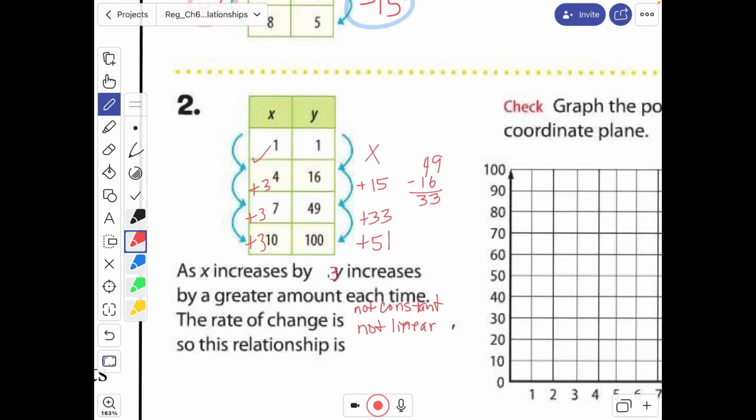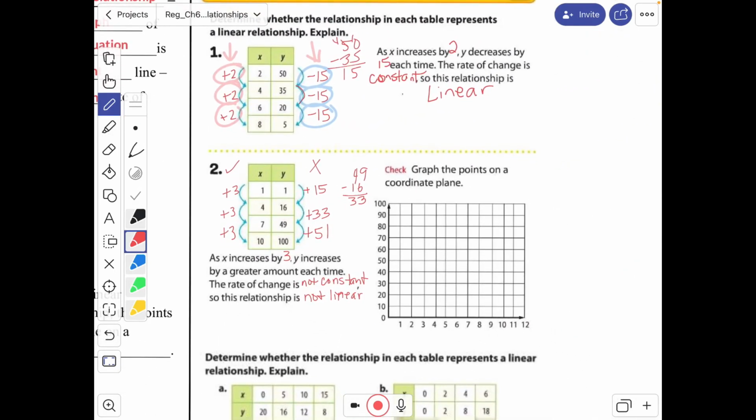And let's go ahead and see what this one looks like on the graph. If I plot the points, 1, 1 would be somewhere around here, real close to the line. And then the next one would go over 4 and up to 16. That's somewhere around here. And then over 7 and up to 49. And then over to the right 10 and up to 100. And it doesn't make a straight line, it makes kind of a curve. So you can always check your work on a graph.